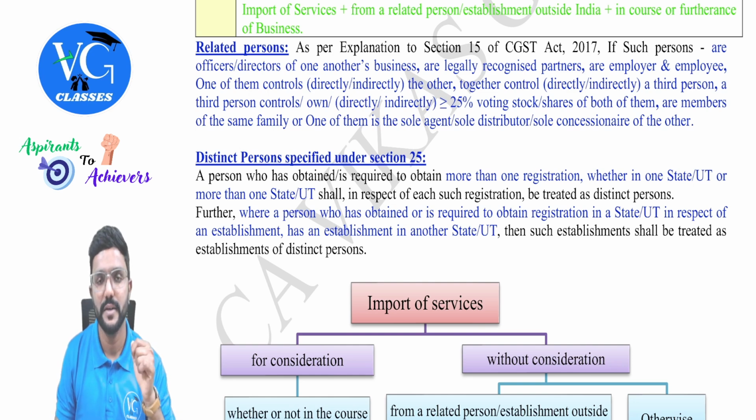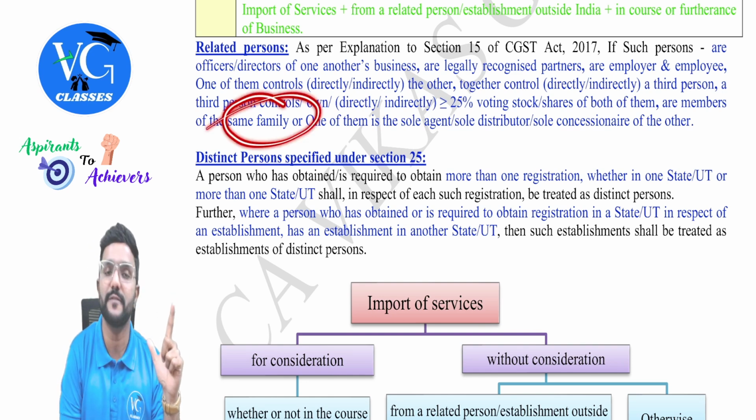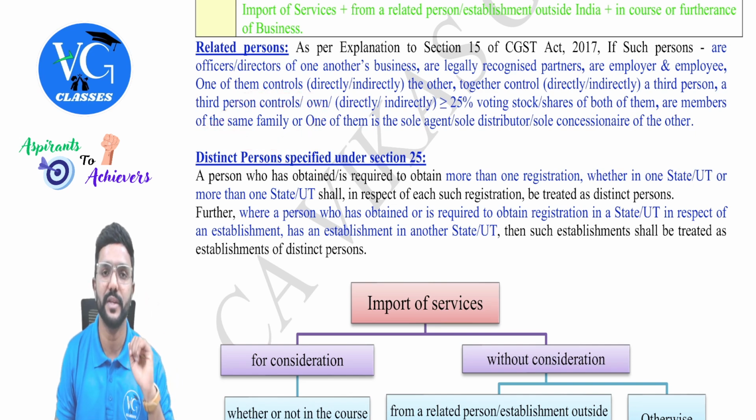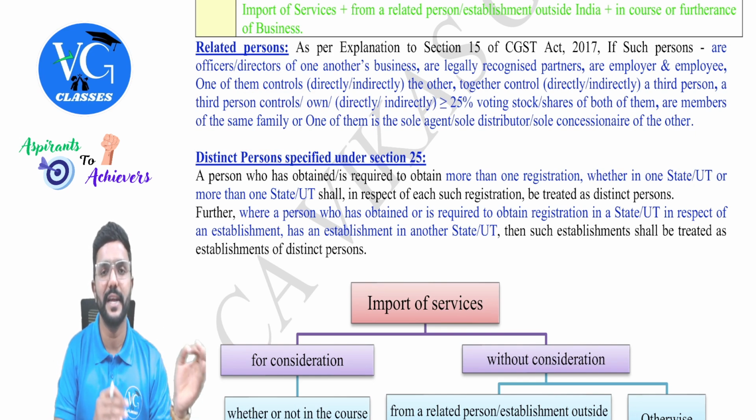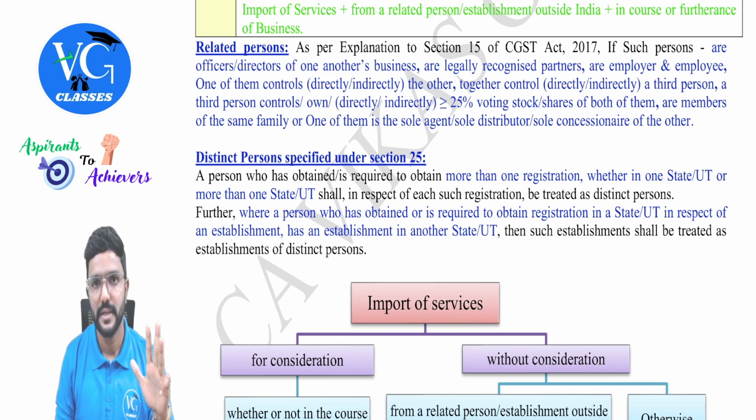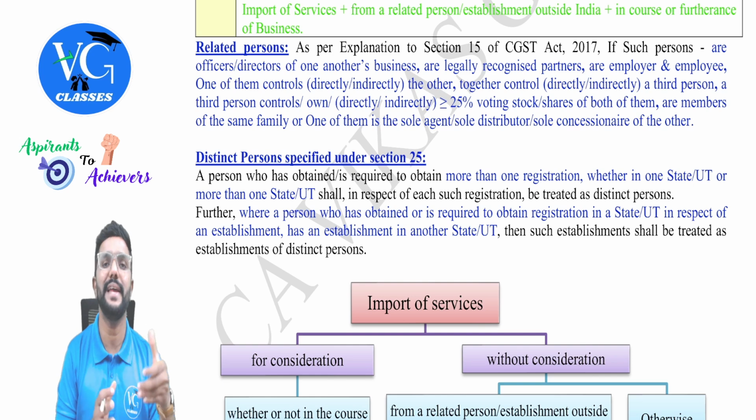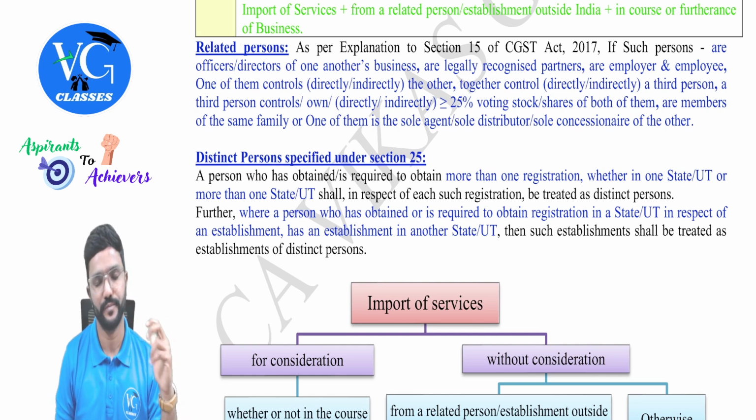I repeat, spouse and children will always be relative, in the sense members of the same family. They are a part of family irrespective of whether they are dependent or not. Whereas parents, grandparents, brothers and sisters are said to be a part of family only if they are only or mainly dependent on that person.